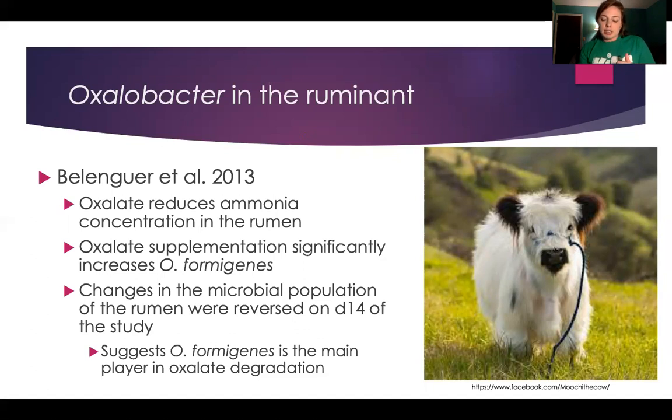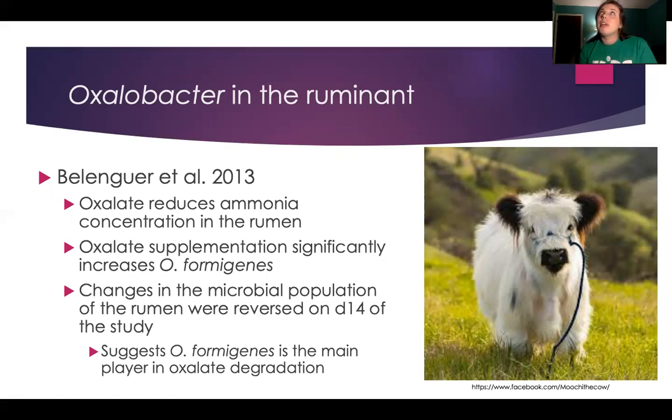So what they found is, first of all, that it decreases ammonia in the rumen. The paper actually attributes this to a decrease in proteolysis, and that just means a decrease in protein degradation. And this can be good for the animal because that actually means that more of the protein is going straight to the animal instead of being utilized by the microbes first. So this can be good, and it also can be good in terms of environment too, because we're reducing the ammonia. Another thing they found is that oxalate supplementation can significantly increase Oxalobacter formigenes, okay?